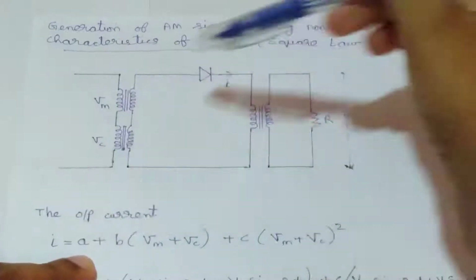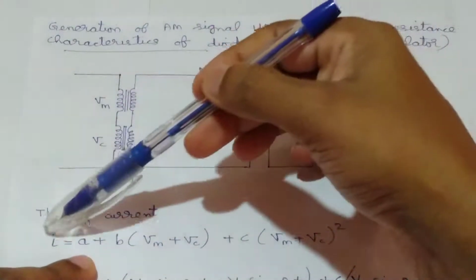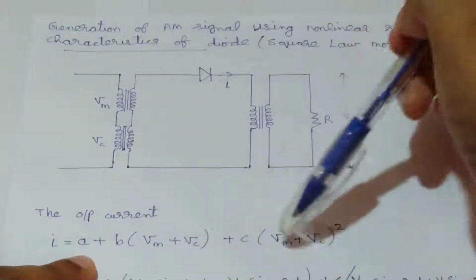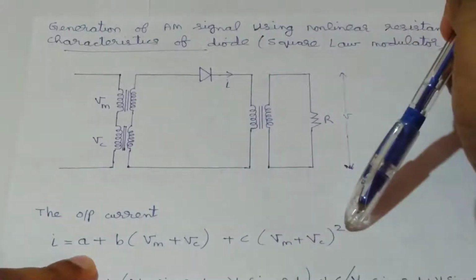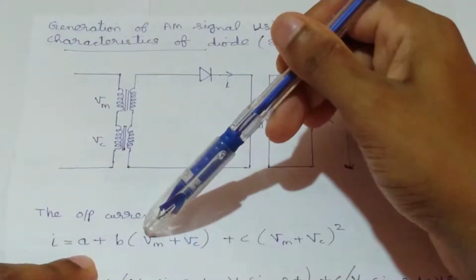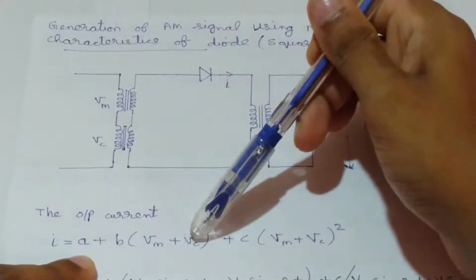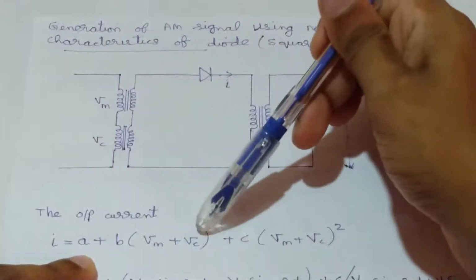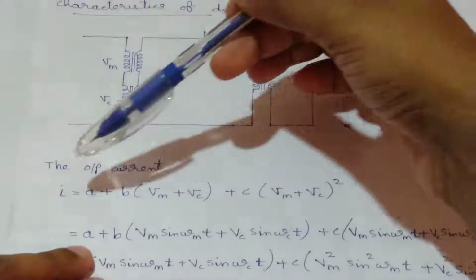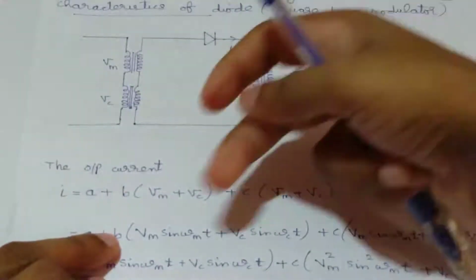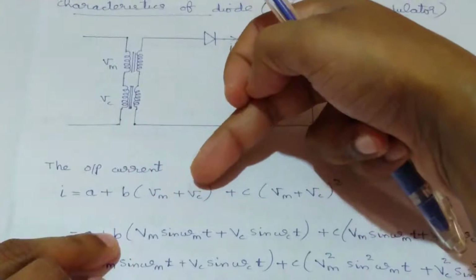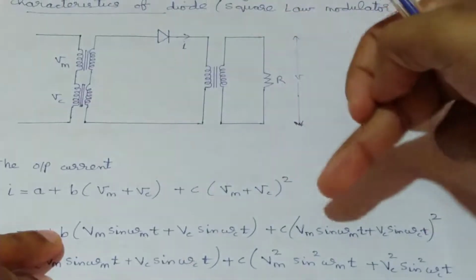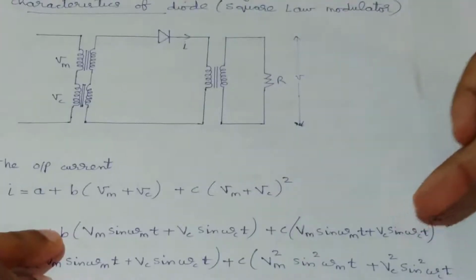So the current of this nonlinear resistance device will be I = A + B(Vm + Vc) + C(Vm + Vc)². Then we know this Vm is capital Vm sin ωmt and this Vc is capital Vc sin ωct. So I am going to substitute those values for small vm and small vc. So we will get I = A + B(Vm sin ωmt + Vc sin ωct) + C(Vm sin ωmt + Vc sin ωct)².